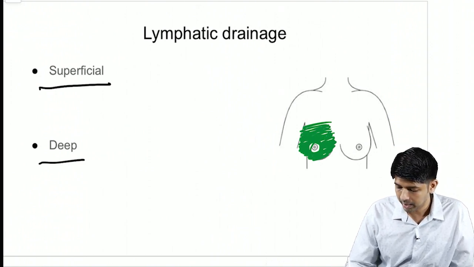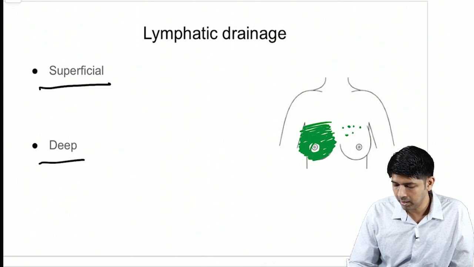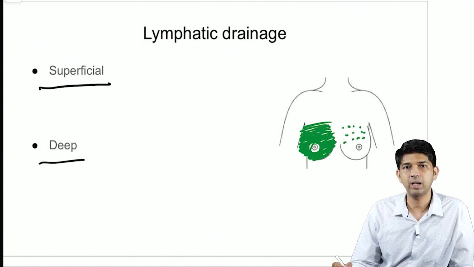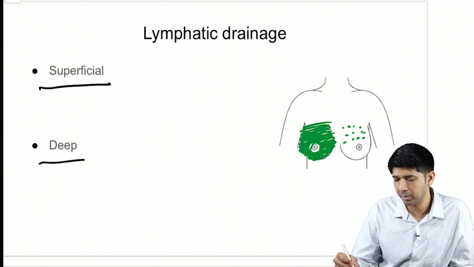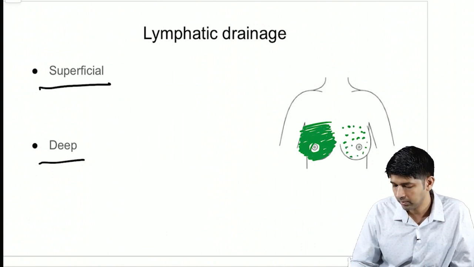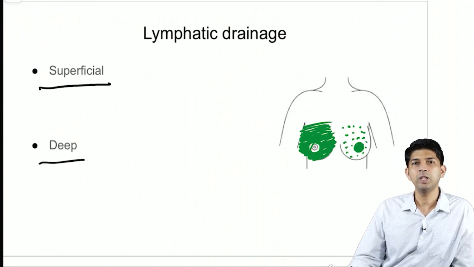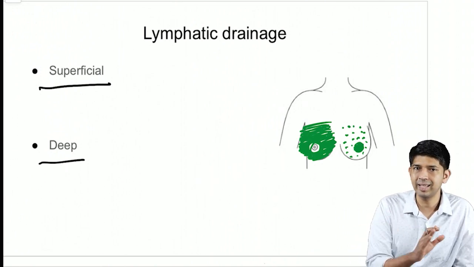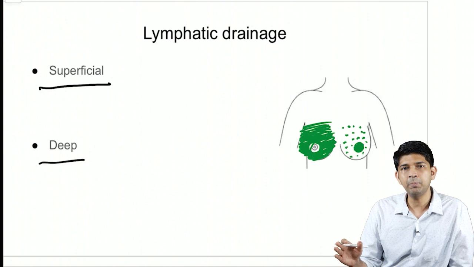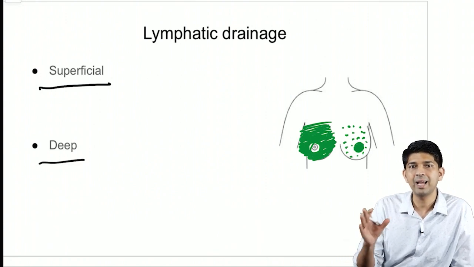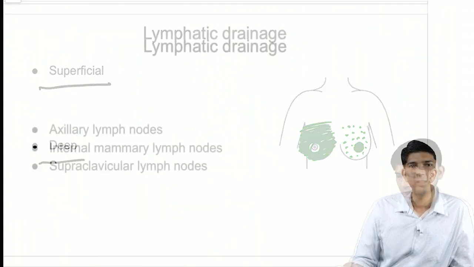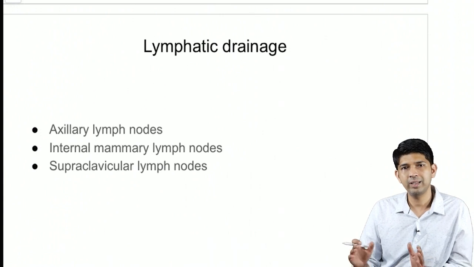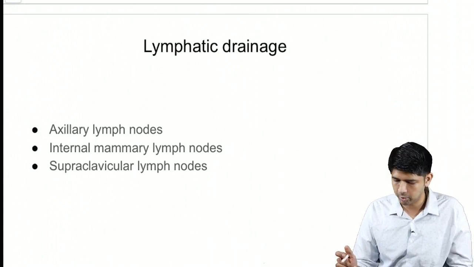The deep lymphatics drain the parenchyma. So these dotted lines are to suggest that it is the deeper surface, that is beneath the skin, and the nipple areola complex. Okay, so the superficial will drain the skin without the nipple areola. The deep will drain the nipple areola complex and the underlying parenchyma. So now let's look at where all this lymphatics from the breast can spread to.